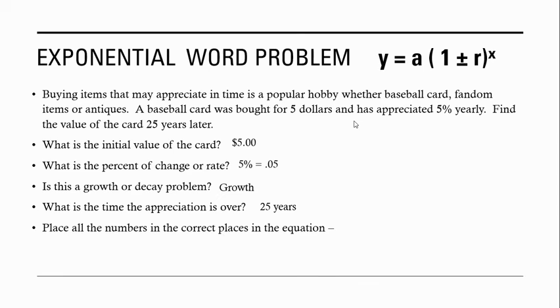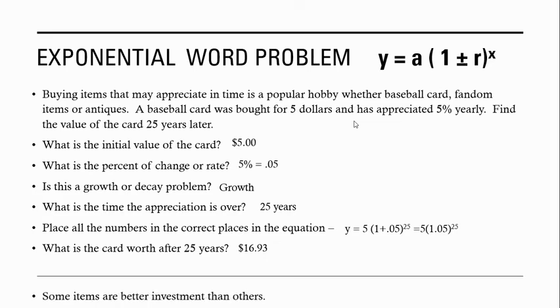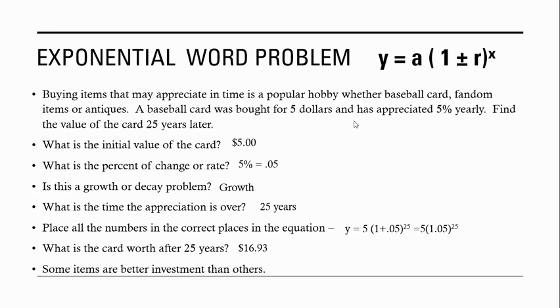Now we're going to place all the numbers in the correct places in the equation. So y is equal to $5 times (1 plus the percent of change, 0.05), and we have an exponent of 25. So what is the card worth after 25 years? Go ahead and plug into your calculator. That's right, it's worth $16.93. Some items are better investments than others.